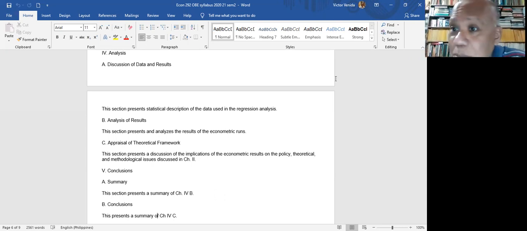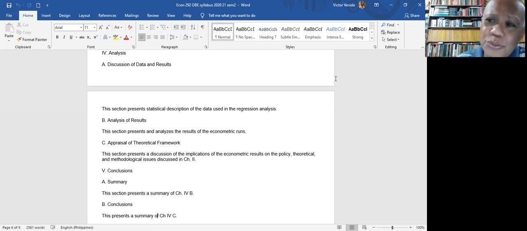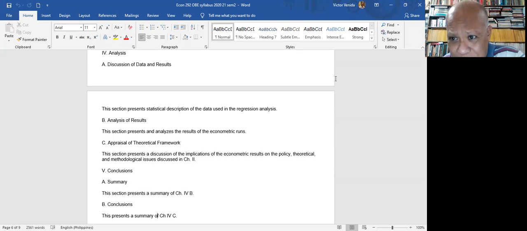How well did this theory explain your results? And would you suggest the use of other theories? Okay, especially since the other theories, you would know them because they're in your review. Then when it comes to methodological issues, how worthwhile was the econometric model that you used? How valid was it? Would you suggest the use of other econometric models? Would you suggest the inclusion of additional variables?